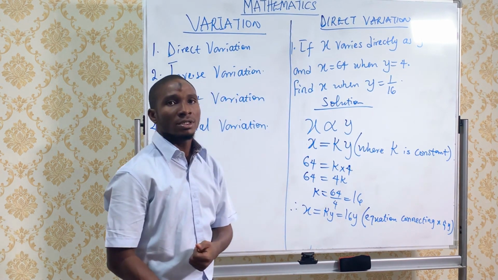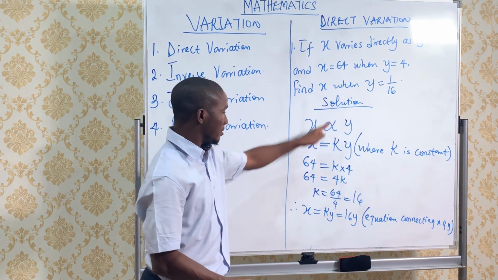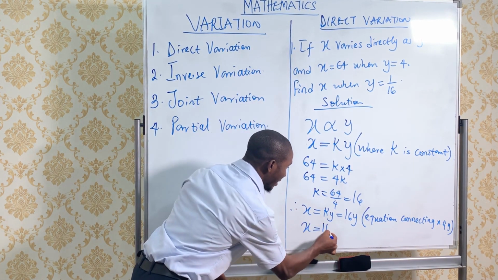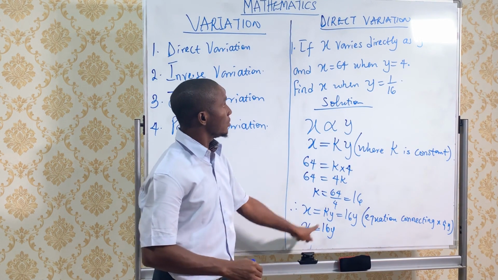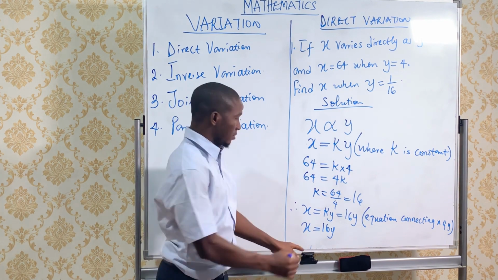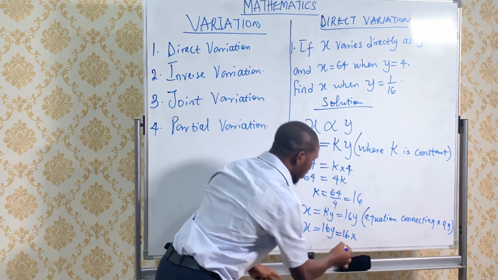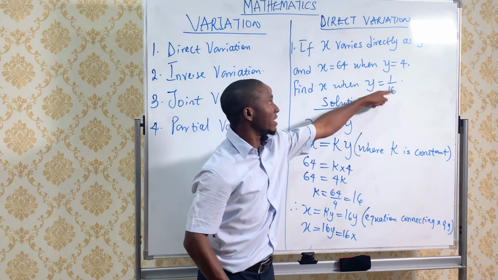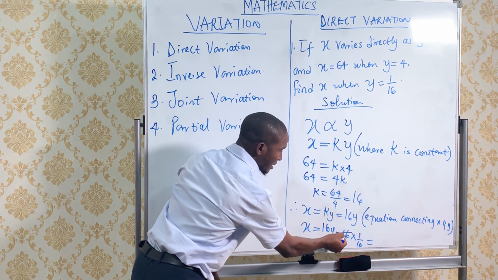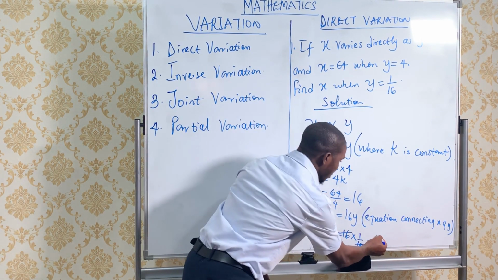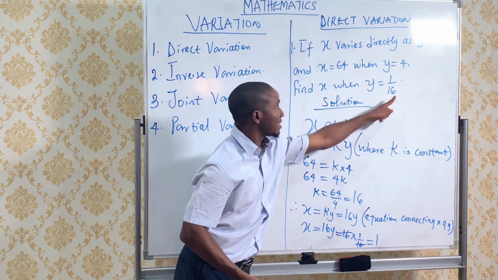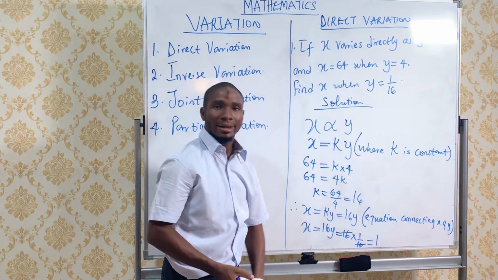Now let's look at the question. The question says, find x. We should find this x, which is equal to 16y, when y is 1 over 16. We have been given y, and we have to find x, which is equal to 16 times the y, which has been given to be 1 over 16. So put 1 over 16 there. Finally, we eliminate 16, and we're left with 1. This shows that when y is 1 over 16, our x is going to be 1.